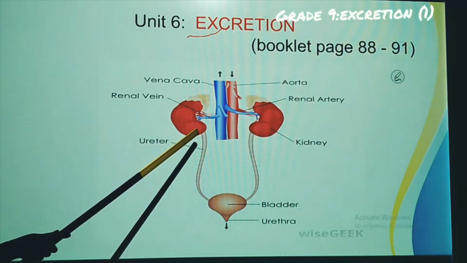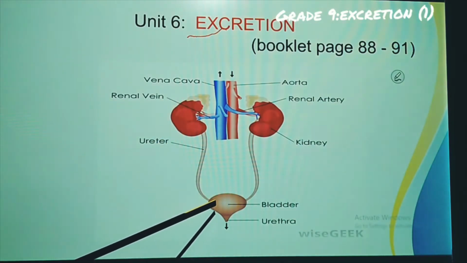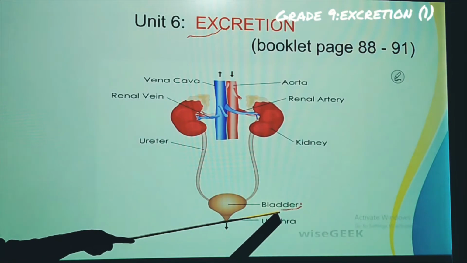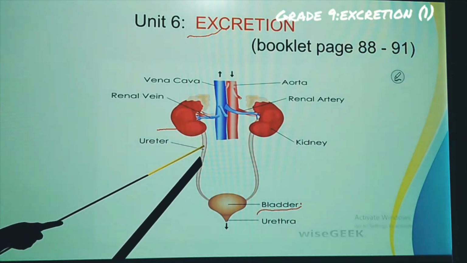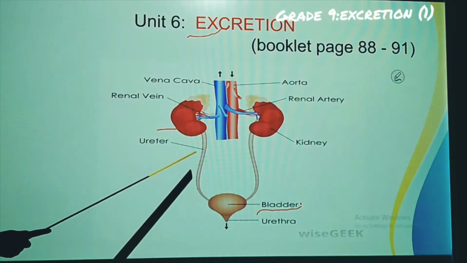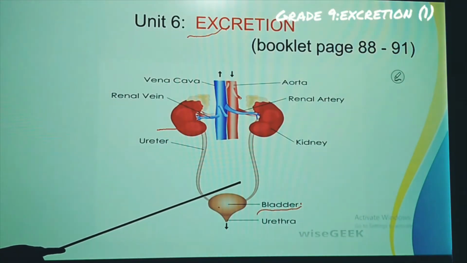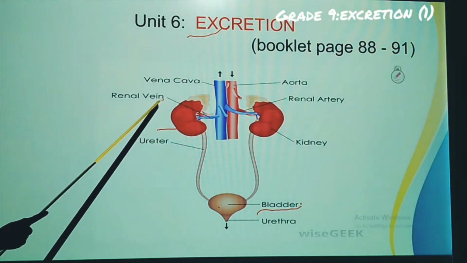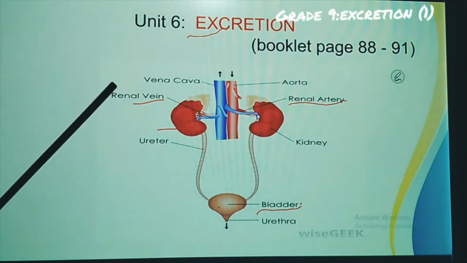You can see a tube-like structure that connects the kidney to this. This is the bladder. This is the kidney. And here we have the ureter. This is a pipe that connects the kidney to the bladder. We have the renal vein. We have the renal artery. You remember what the vein and the artery do. So basically, these two bring blood supply in and out of the kidneys. So we have the renal vein and the renal artery.